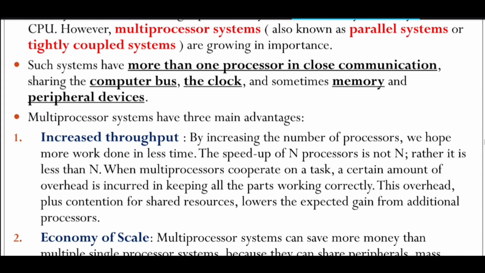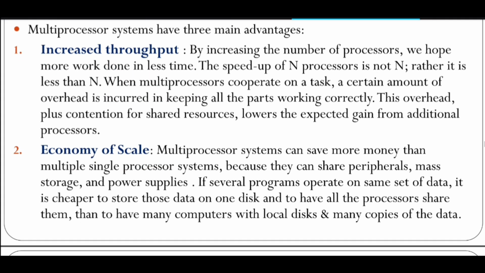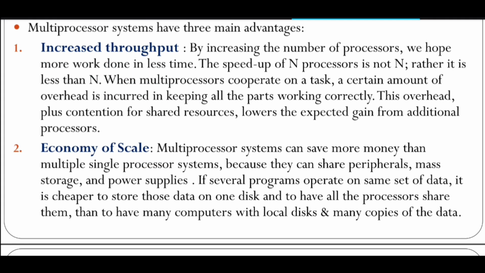Then here are some advantages. One is increased throughput, because multiple processors are doing the work and executing faster, so the throughput is obviously increased. Throughput means our output. Then economy of scale. You can read the point: multiprocessor systems can save more money than multiple single-processor systems.